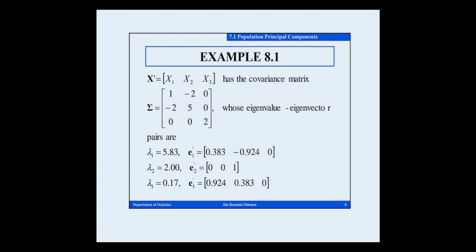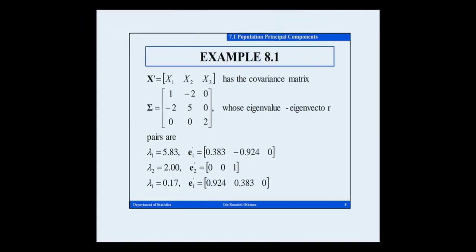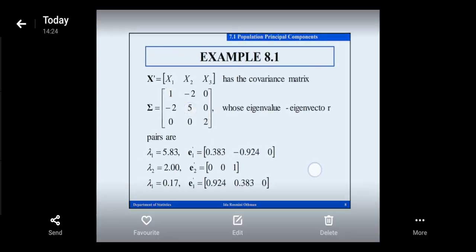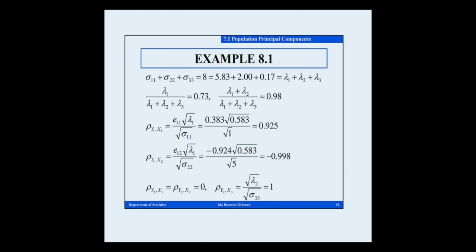Okay kan, from this example tadi we have all this information about the lambda. We have all this lambda. Okay, so tadi kita nak check betul tak summation of variance of xi equal to summation of variance of yi. Okay, bila you total up all the variance of x, which is you total up all the main diagonal here, kan, you akan dapat 8. Betul tak? Itu adalah total of variance of x.